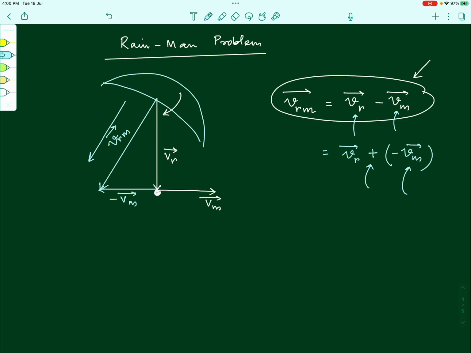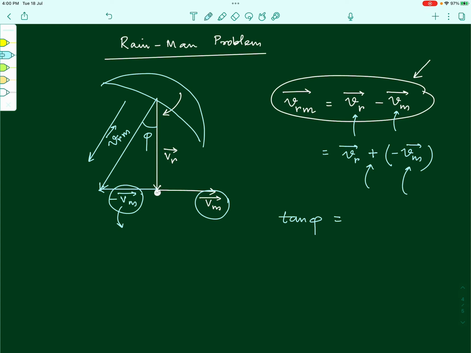So this is what we try to find out here. In fact, if you see carefully, if we consider the angle phi that the vector VRM, the velocity of rain with respect to man, makes with the vertical, we can easily find it out. We can say tan phi, from this right angle triangle, is equal to the opposite, which in this case is this negative vector Vm. Understand that negative vector Vm will have the same magnitude as Vm. Velocity of man will have the same magnitude as negative of velocity of the man, right?